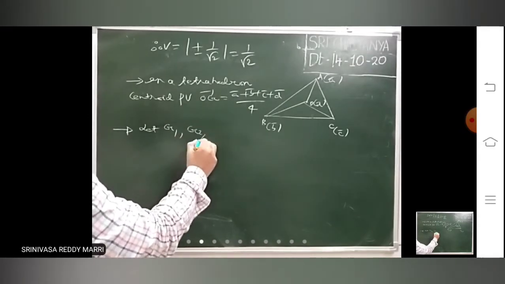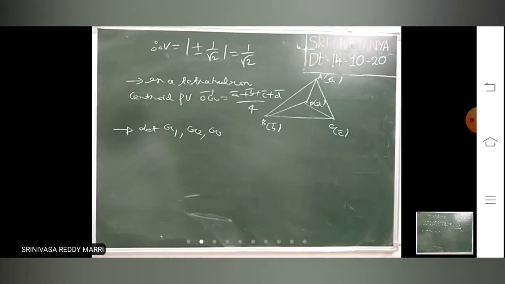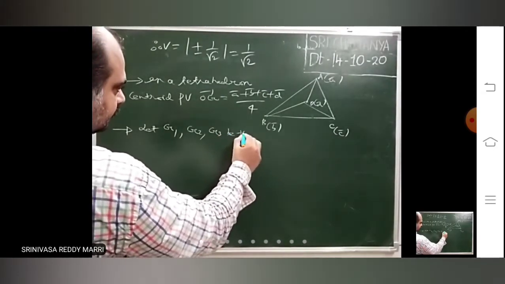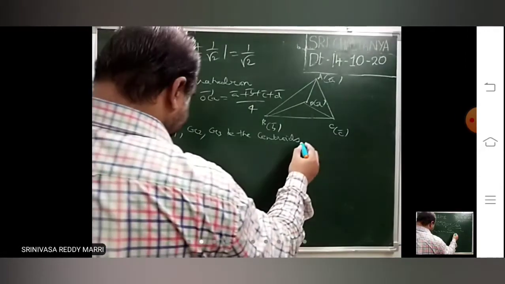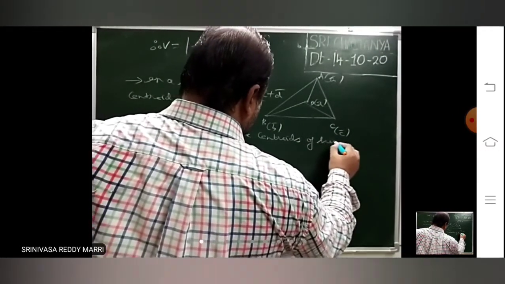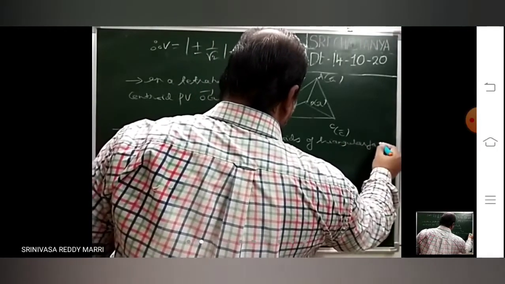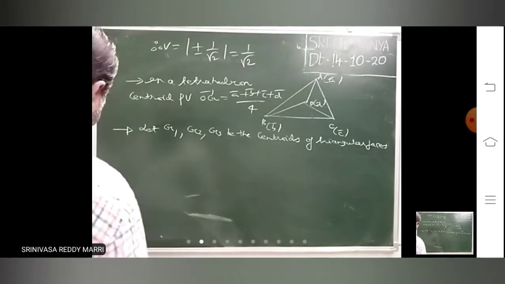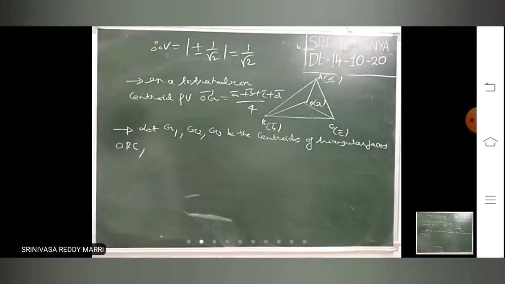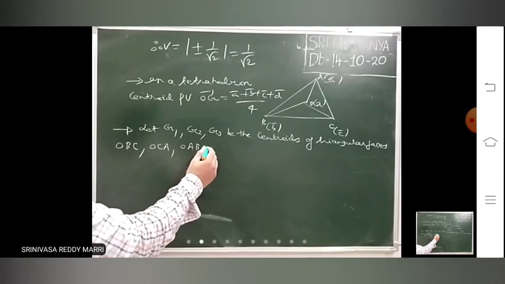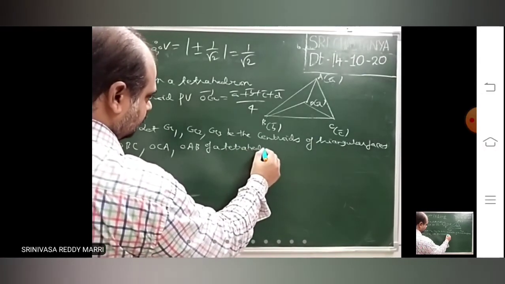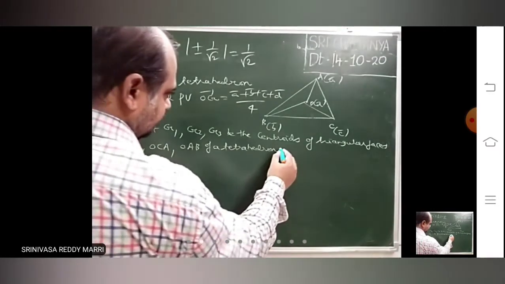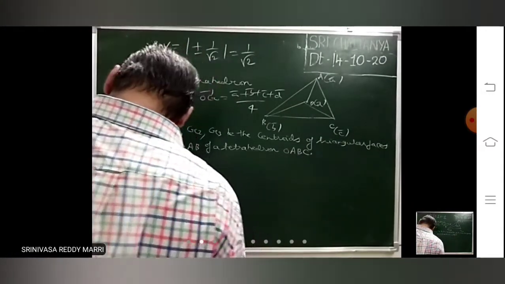Suppose take one problem. Let G1, G2, G3 be the centroids of triangular faces OBC, OCA, OAB of a tetrahedron OABC.